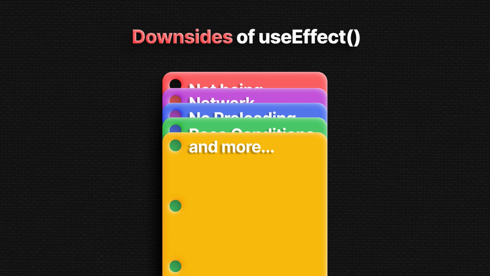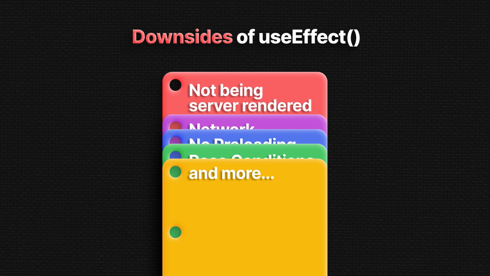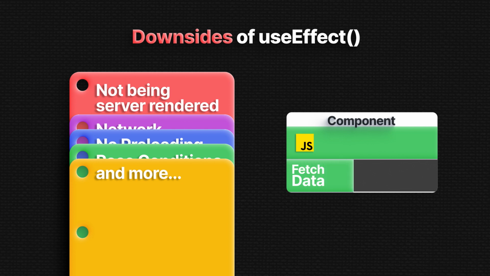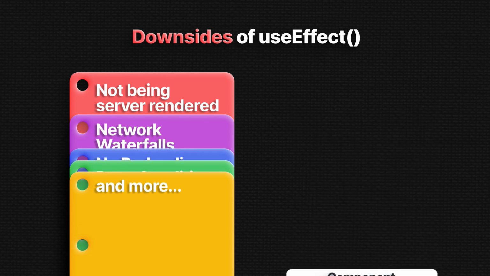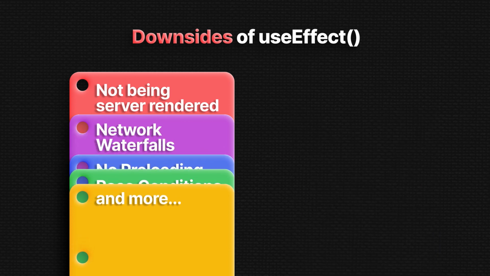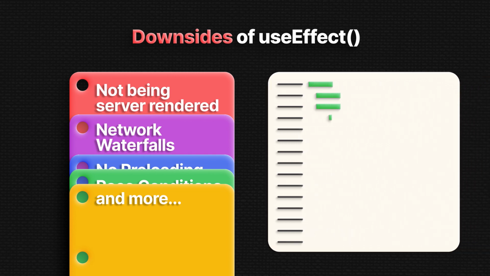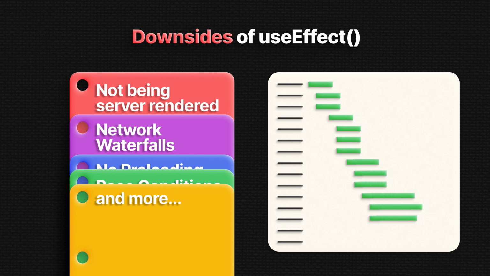The first one is not being rendered on the server, and this means that all the JavaScript for your component will need to be loaded before the data fetching can start if useEffect is used. Network waterfalls means that if you have nested components that need to fetch data, fetching will happen one after the other, meaning the deepest nested component will have to wait for the parent to start fetching data before it can start, which is really unnecessary if it doesn't depend on the parent's data in the first place.